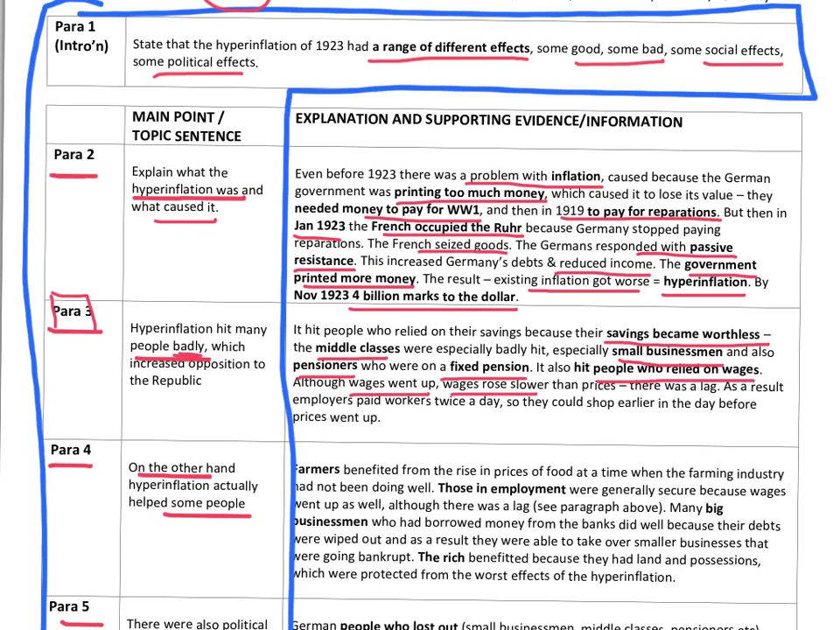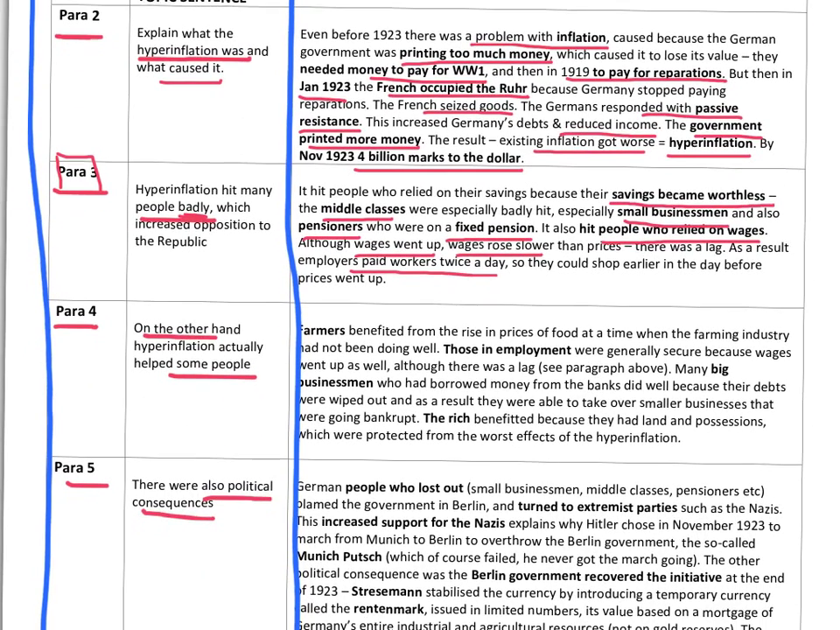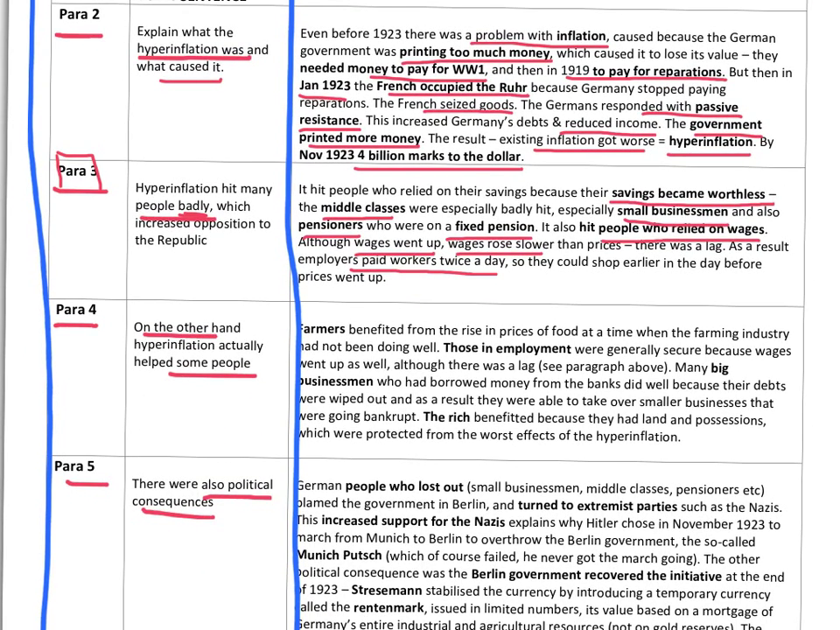So as a result, employers tried to deal with this by paying workers twice a day, so they could shop earlier in the day before prices went up. But on the whole, people on wages suffered as well. So that paragraph focuses on the negative. You then do a paragraph that gets the balance. Some people actually benefited. It helped some people.